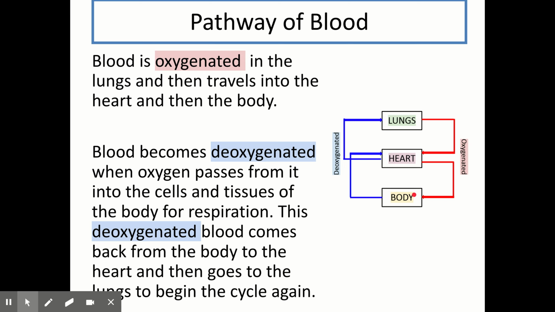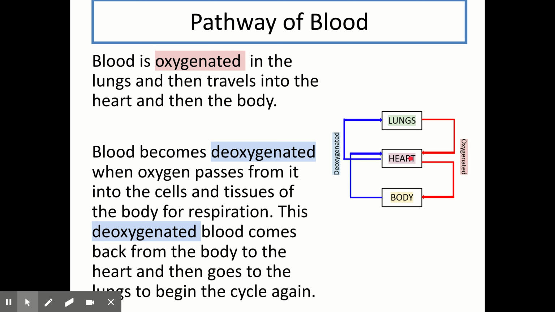Then once I've written lungs, heart, and body in that order, I then fill in the pathway of oxygenated blood in red and deoxygenated blood in blue. But you can choose any two colours as long as you keep it consistent. If we think about it logically, the blood picks up oxygen in the lungs. So when basically the deoxygenated blood goes to the lungs to pick up oxygen, the oxygenated blood then leaves the lungs and it must go back to the heart.